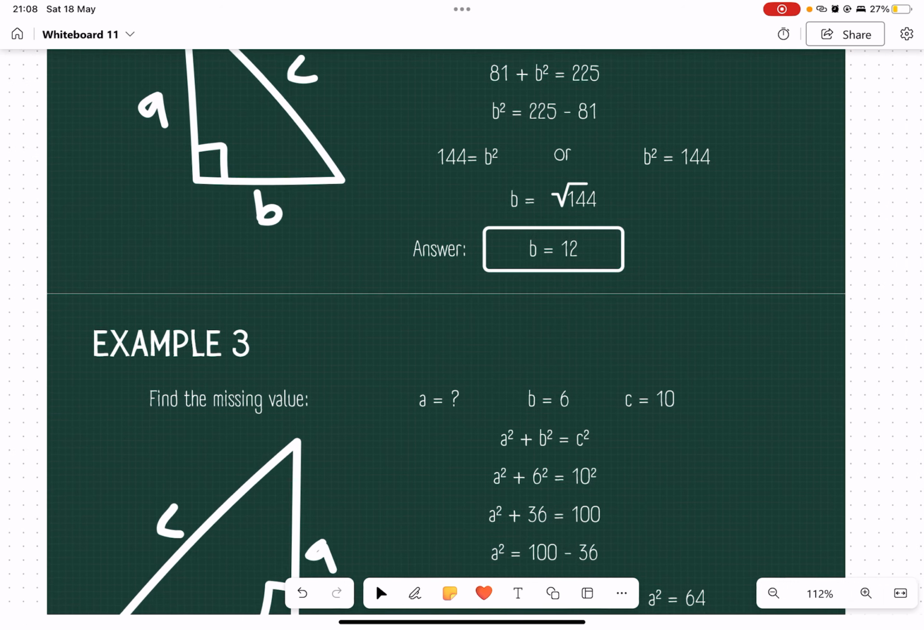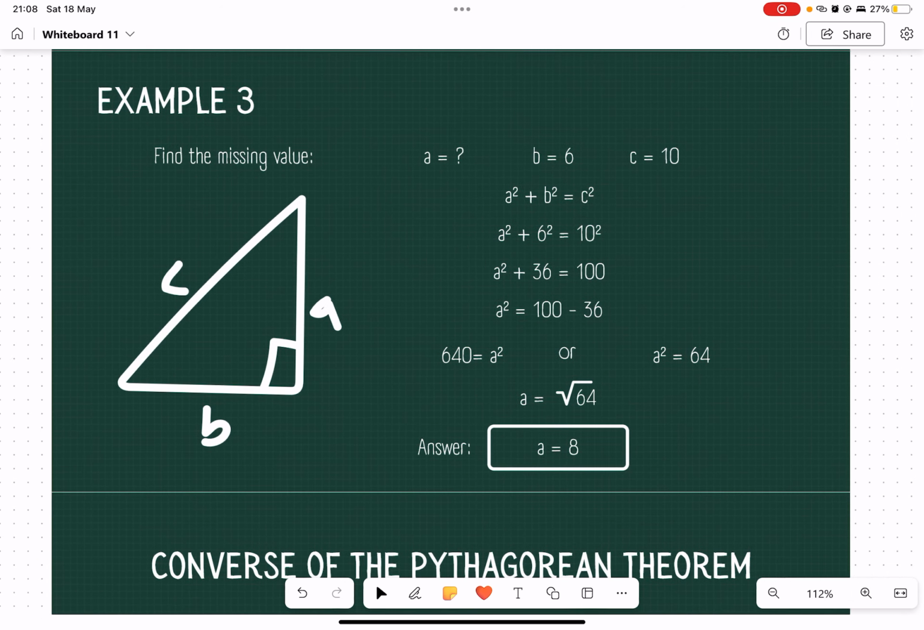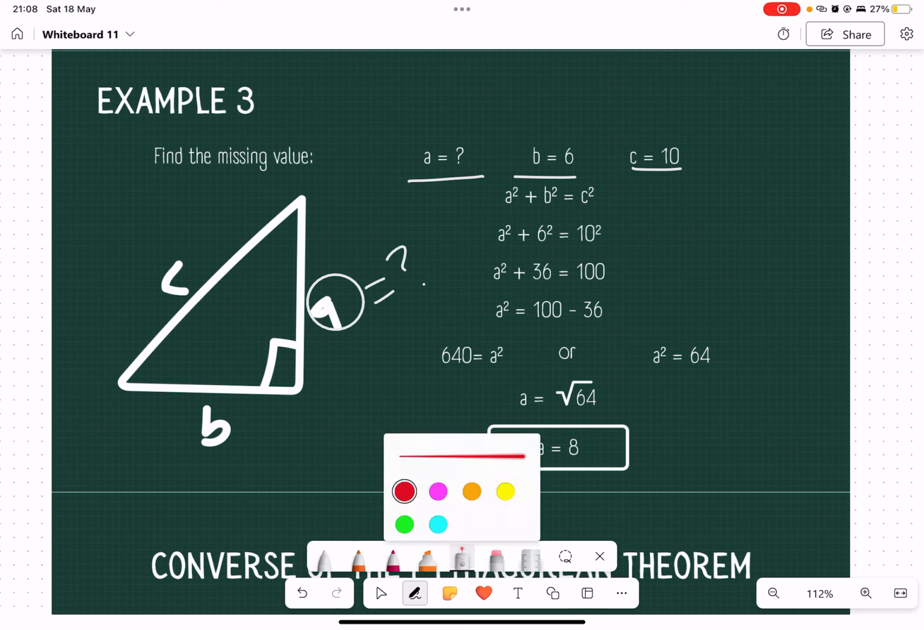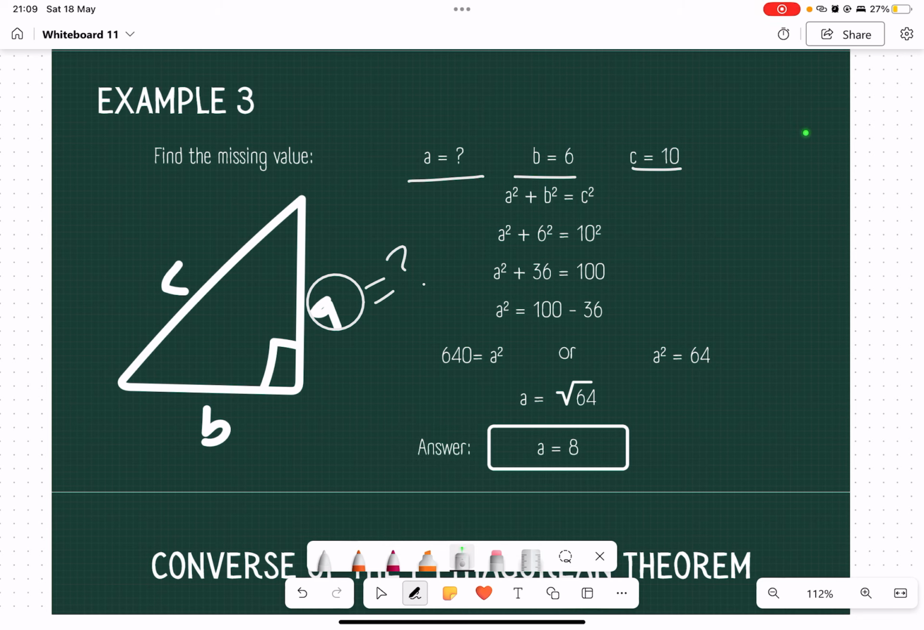All right, let's go on. So on example 3, you can see that, okay, you are given B, you are given the hypotenuse. You don't have one of the legs, so this side here is unknown. All right, awesome. So now let's see. A squared will remain A squared. B squared will become 6 squared because B is 6. C squared becomes 10 squared because C is 10.